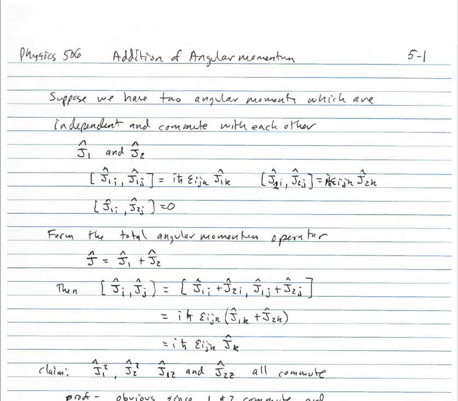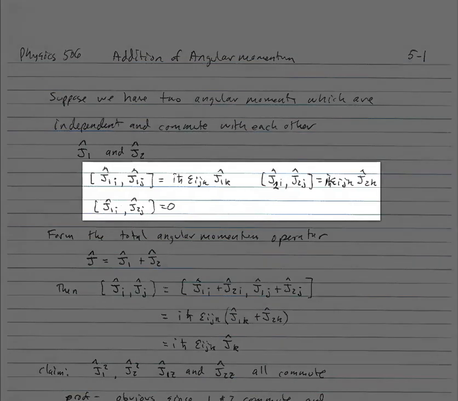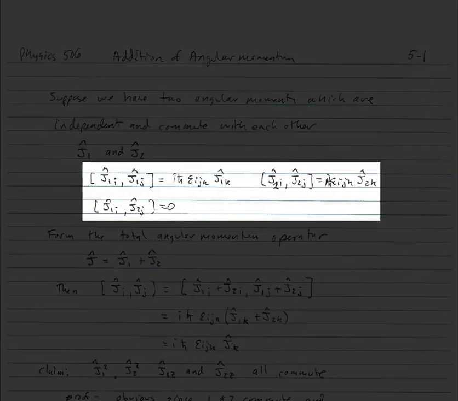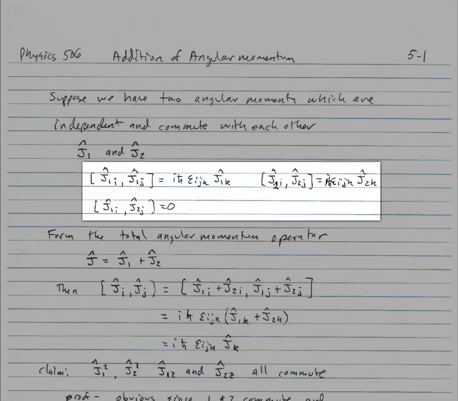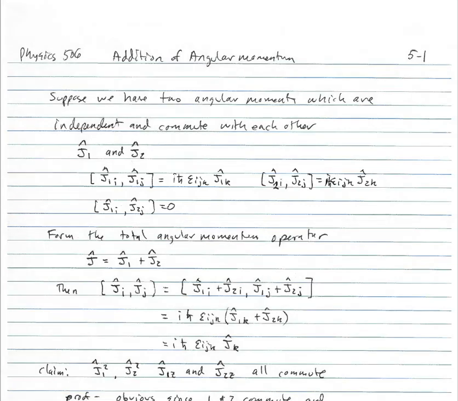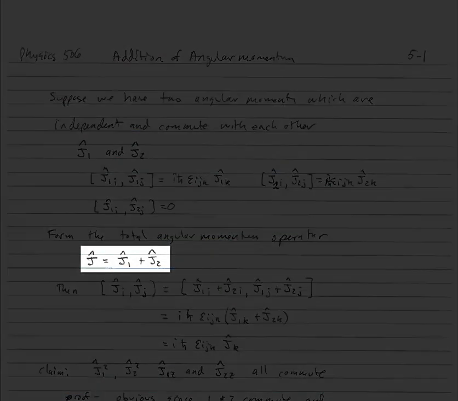Now they are angular momenta, so they satisfy the normal commutation relations of a vector operator when you look at the commutation relations of the J1 components with itself and of the J2 components with itself, but the commutator between any J1 component and J2 component is equal to 0. Then we construct what we call the total angular momentum operator, which is J1 plus J2.